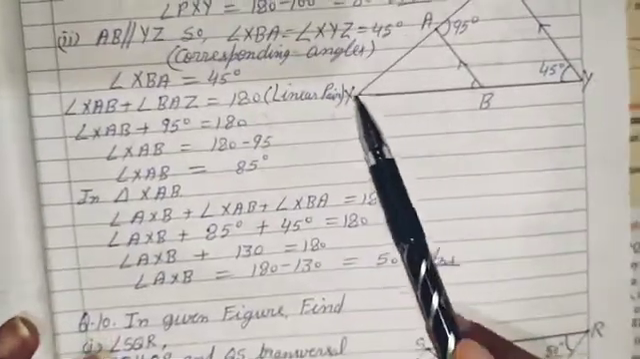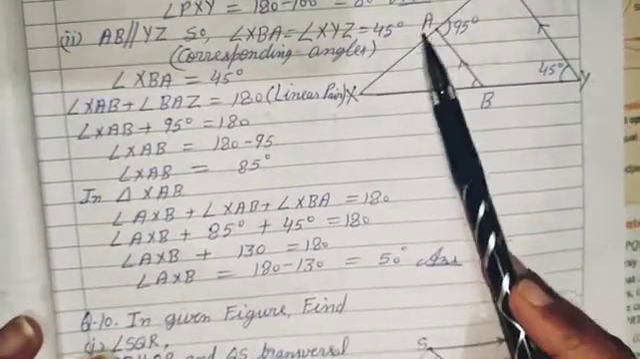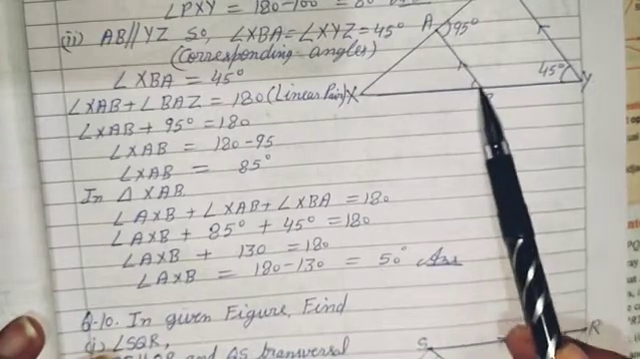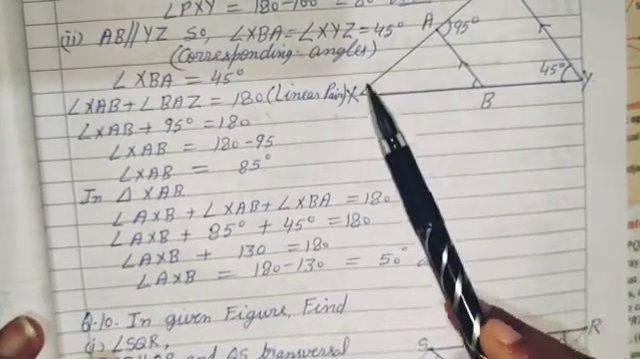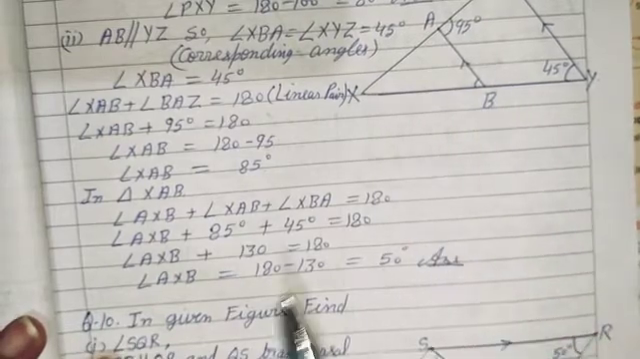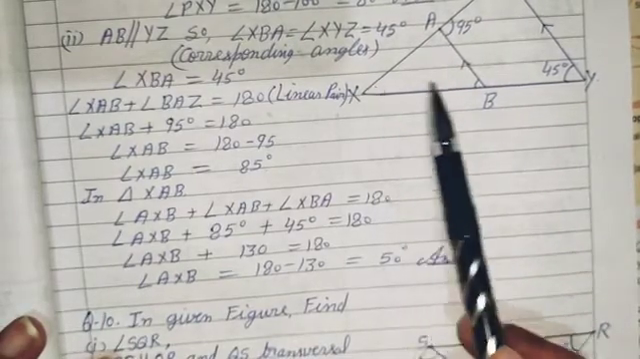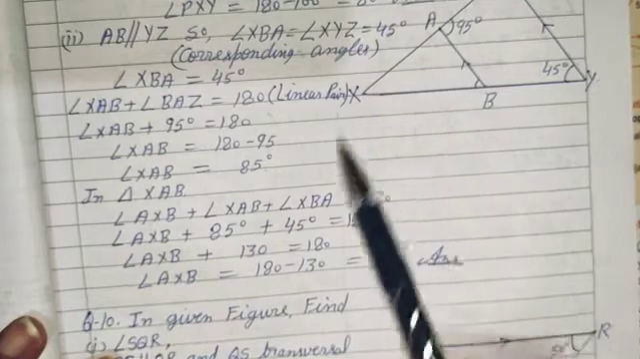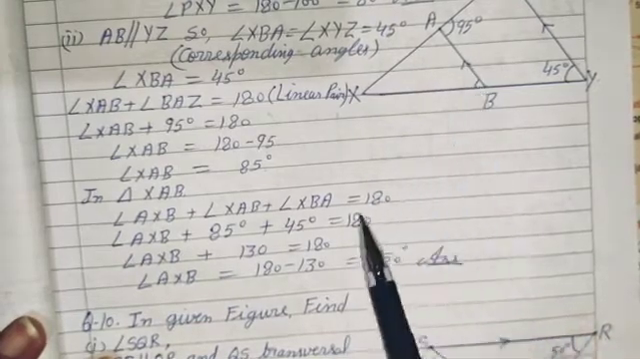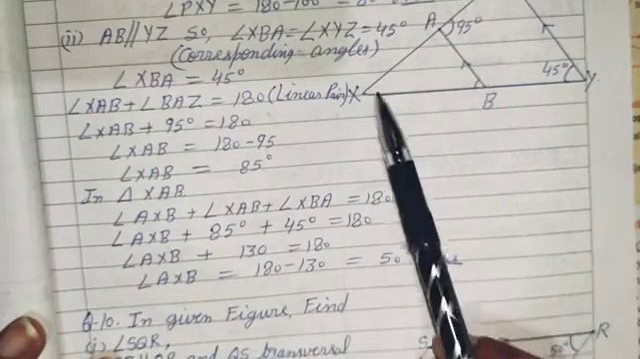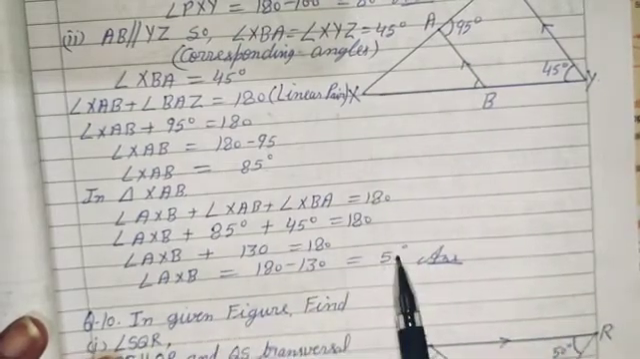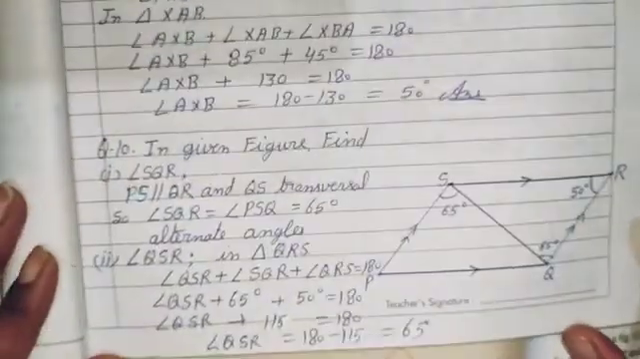Now in triangle XAB, we know the measurement of these two angles, so we can find this angle. The sum of these three angles will be 180 degrees. So we put the values of angle A and angle B, and we find the value of angle X, 50 degrees.